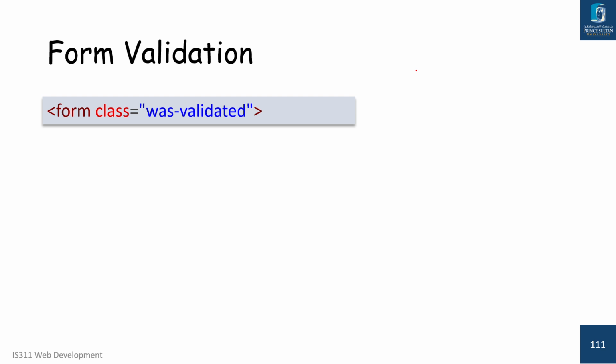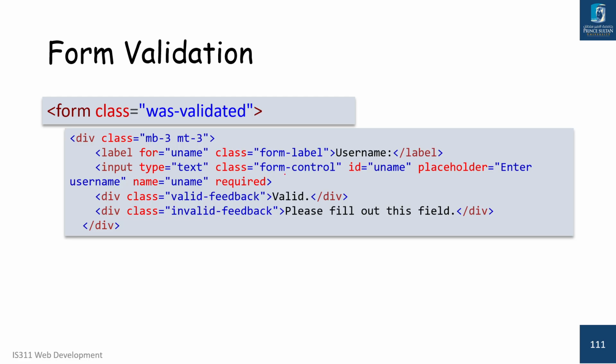Then we have the class was-validated. So we say class is equal to was-validated. We are applying certain validation on the input fields in the form. So we say was-validated, and then in the input field we say this field is required. If this input field, which is a username, is not given, and we try to go out of that input field, then it will show you something like, you need to provide this information.